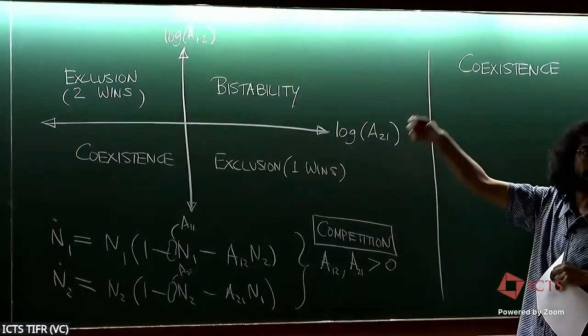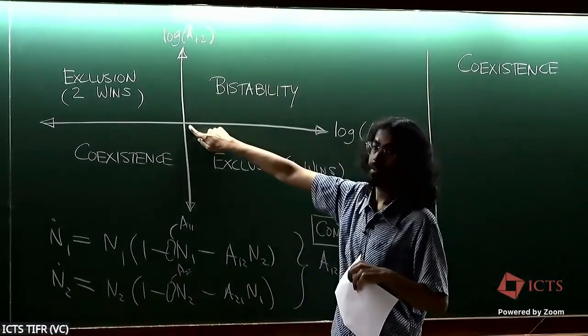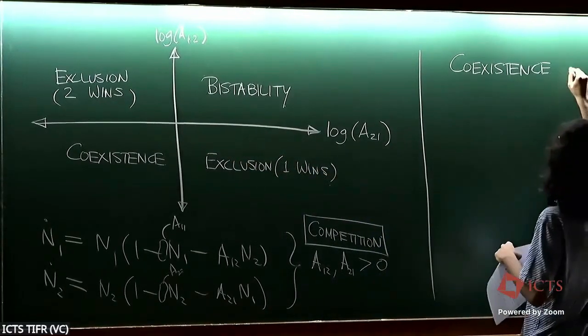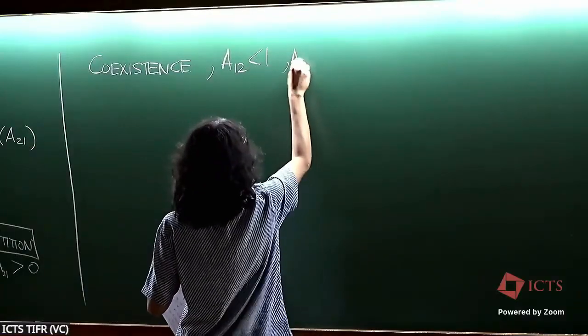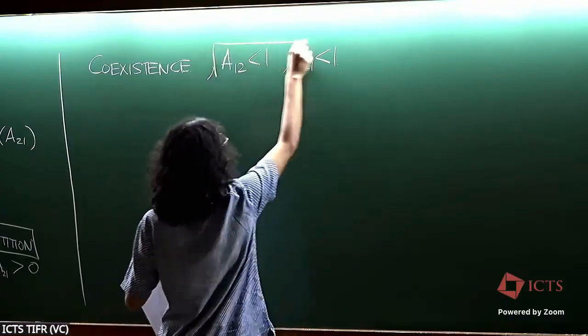A12 to be, is it negative? This origin is 1, 1, right? So it doesn't require it to be negative. We need A12 to be less than 1 and A21 to be less than 1. And that's what we're going to assume.